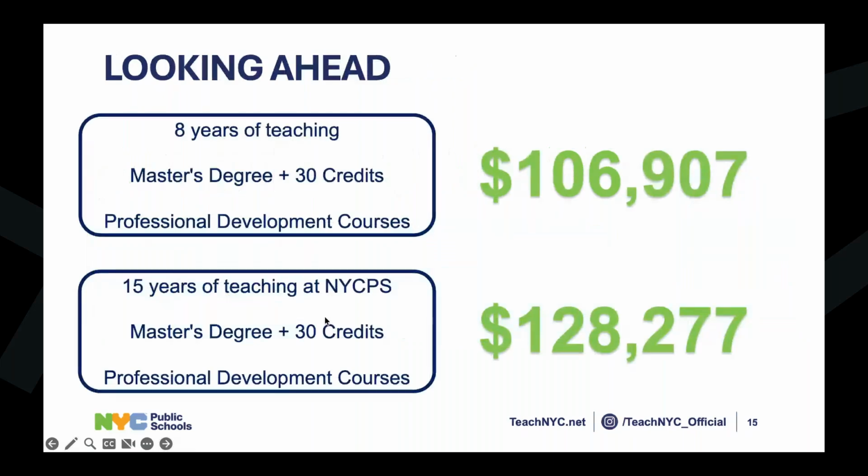Now, this slide looks ahead to what your salary would be in the future at New York City Public Schools. So if you are currently in your 8th year of teaching with your master's plus your 30 credits in professional development courses, you'd be at $106,907. If you have 15 years of teaching at New York City Public Schools with your master's degree and those 30 credits in professional development, you'd be making almost $130,000. Now, remember, this is using the pay scale for the 2026 school season. So these rates are subject to increase with the yearly raises with the UFT contract.